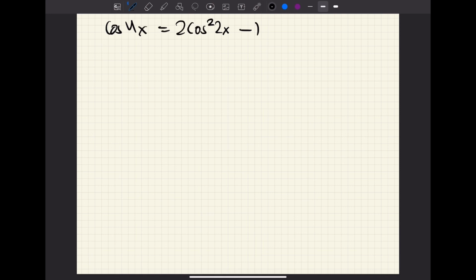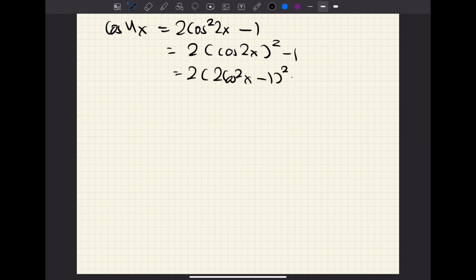And then you would further simplify this as well. Also, if you write cos 6x, it would be equal to 2 cos square 3x. And then it just goes on and on. So 2 cos square 2x is the same as saying 2 into cos 2x whole squared minus 1. Let's expand cos 2x, so that would be 2 cos square x minus 1 whole squared minus 1.